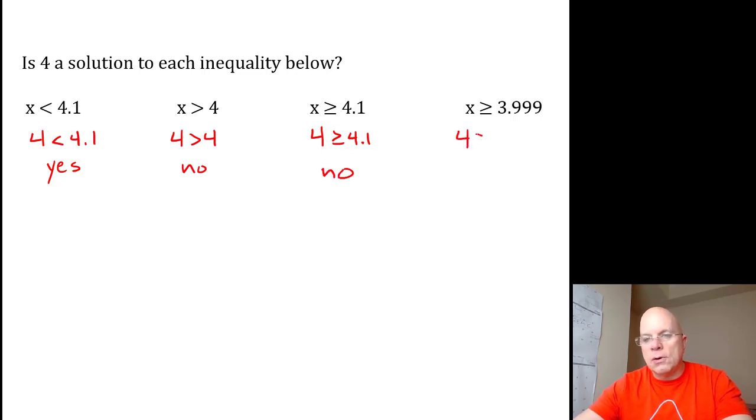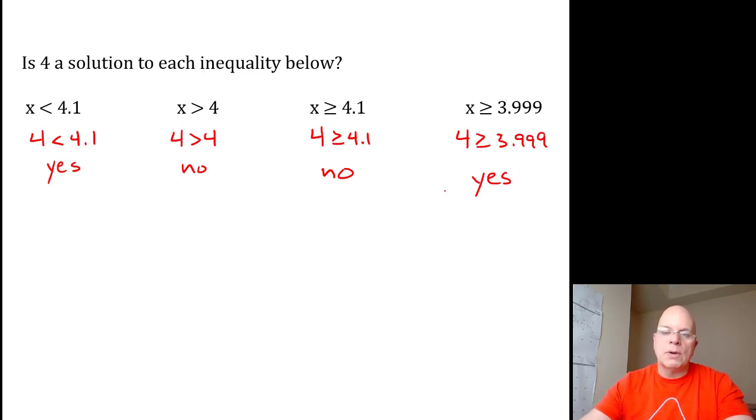Is 4 greater than or equal to 3.999? Is 4 greater than 3.999? Barely. Is 4 equal to 3.999? No. So is it greater than or equal to 3.999? Yes, it's greater than 3.999. This is very different than if I put the dot, dot, dot. If it was 3.9 repeating, that would equal 4 exactly. We talked about that earlier this year.